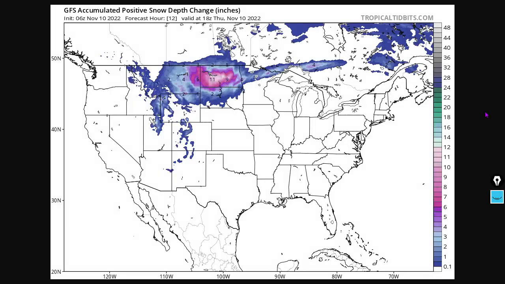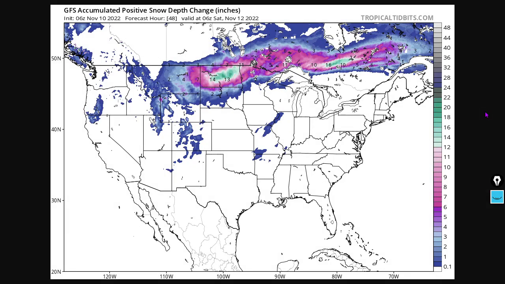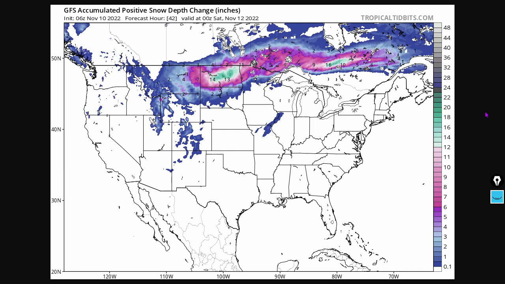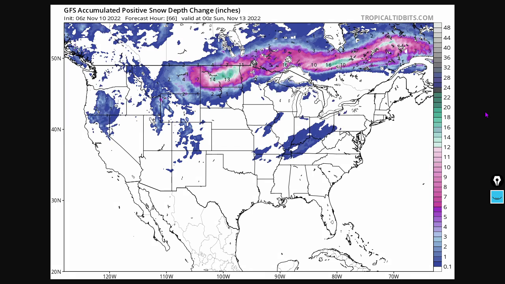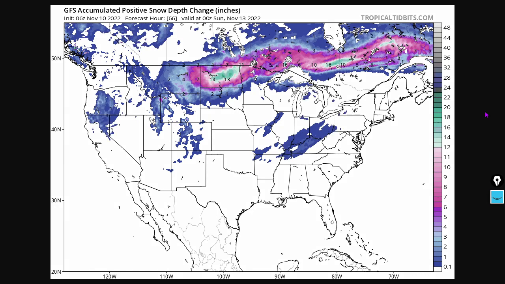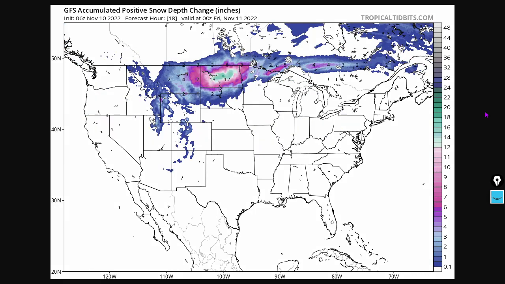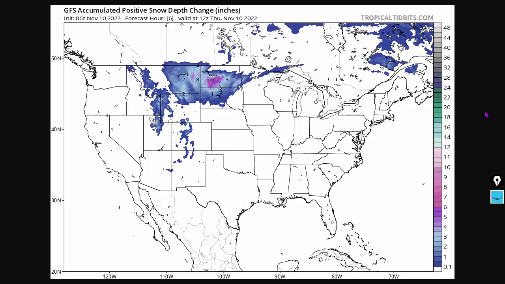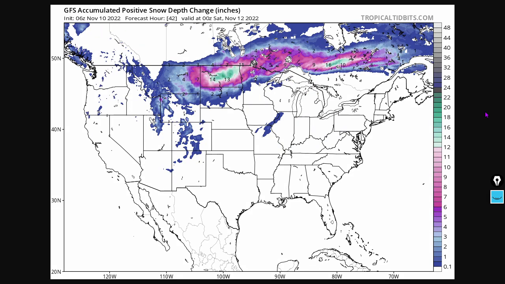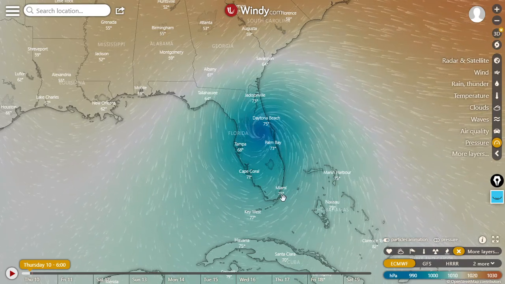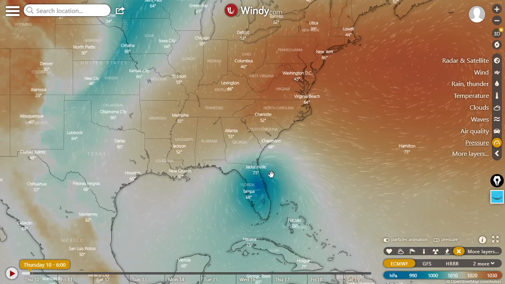And since we've got blizzard warnings, here is your accumulated positive snow depth change forecast in inches. And yeah, some serious snow there coming to North Dakota mainly. That's a 66-hour forecast, by the way, based on the GFS model. Continuing on, here is where the pressure system currently lies. Let's zoom out and do the European forecast.